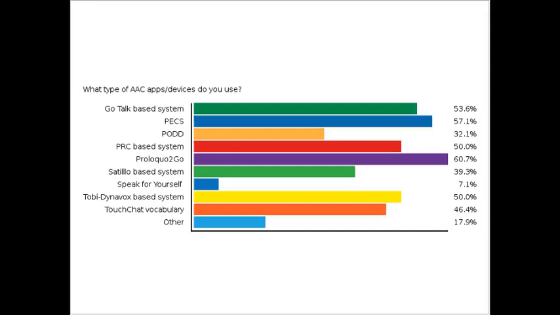So let's take a look here at what kinds of tools people are using. We have people that are using some of the GoTalk-based systems. They might be the hardware-based systems, they might be the app-based systems with some of the in-app purchase products that give you a little bit more robust vocabulary. You're going to see both of those here in some of the screens.